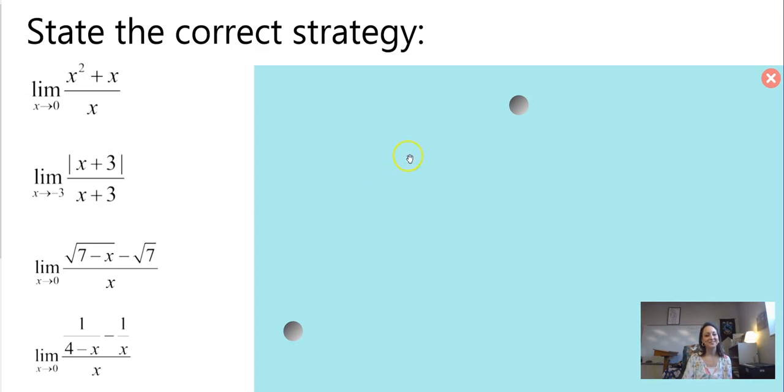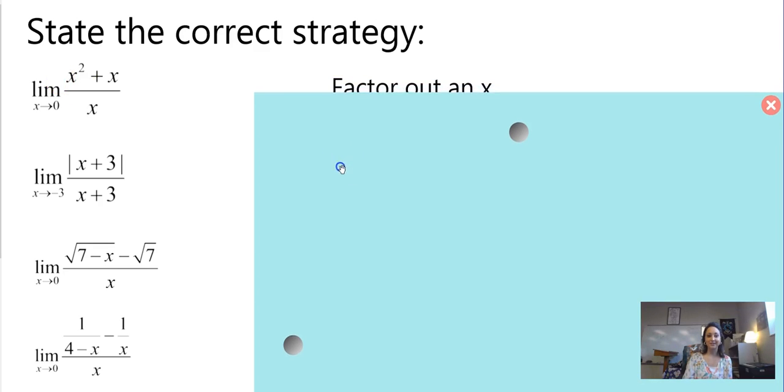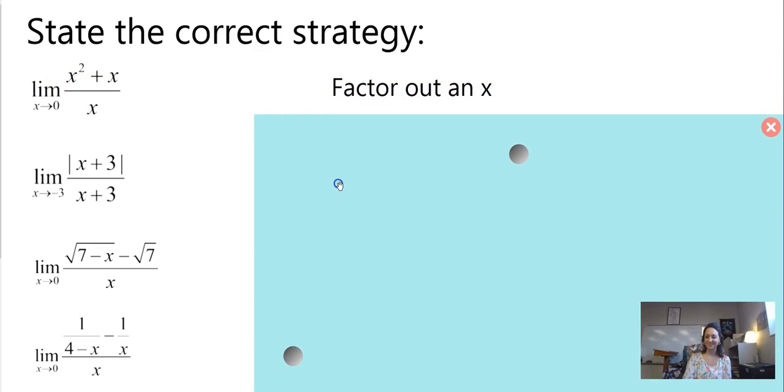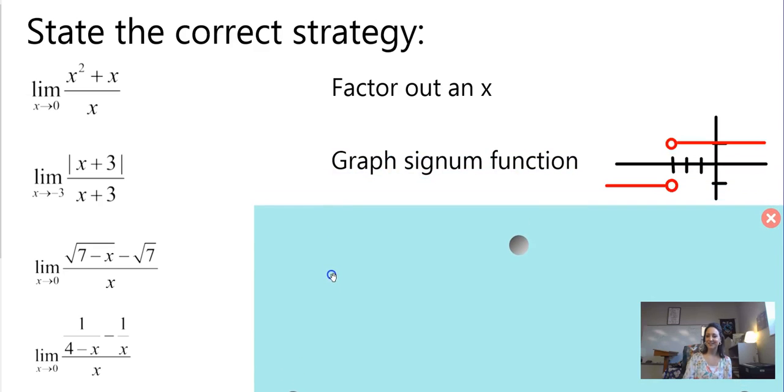All right, we're back. So for this first one, I would factor out an x in the numerator and denominator, and then you can cancel. So factor cancel for the first one. The second one, I would go ahead and graph it because that is the signum function shifted to the left 3. So when you graph it, you get something like that, and you can see that the limit does not exist at x equals negative 3 because we've got this jump, right? The left and the right limit are different. They both exist, but they're not the same.